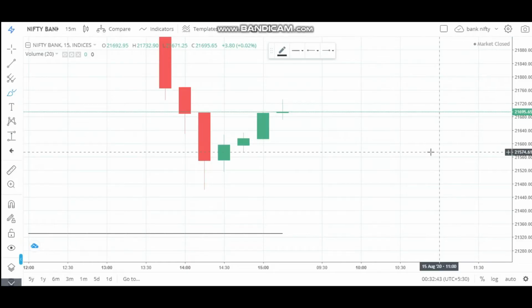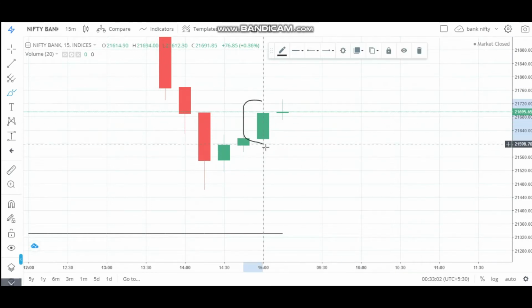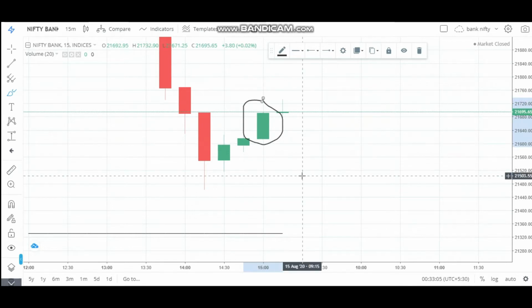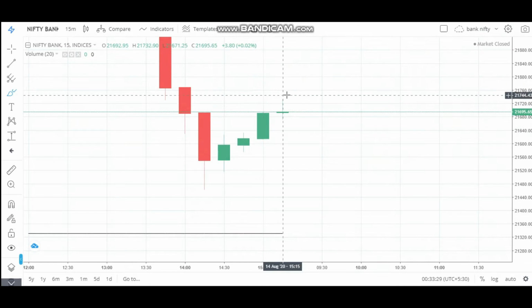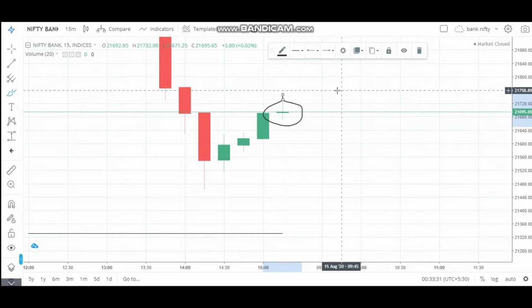For making candlestick charts easier for you, we will only know these two candles. First, this big candle is called Marubozu candle or rally candle. The other one is this one, it can be called doji or base candle or boring candle.